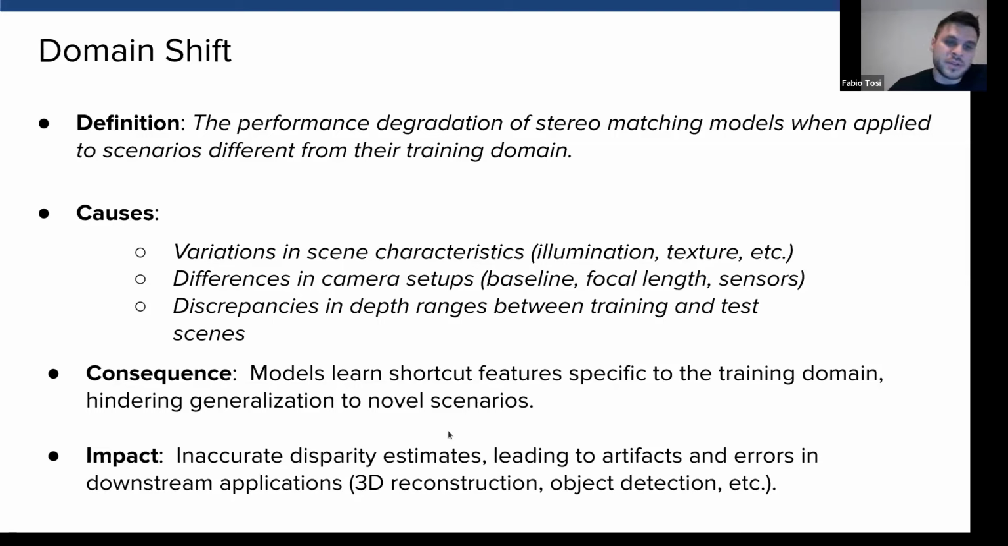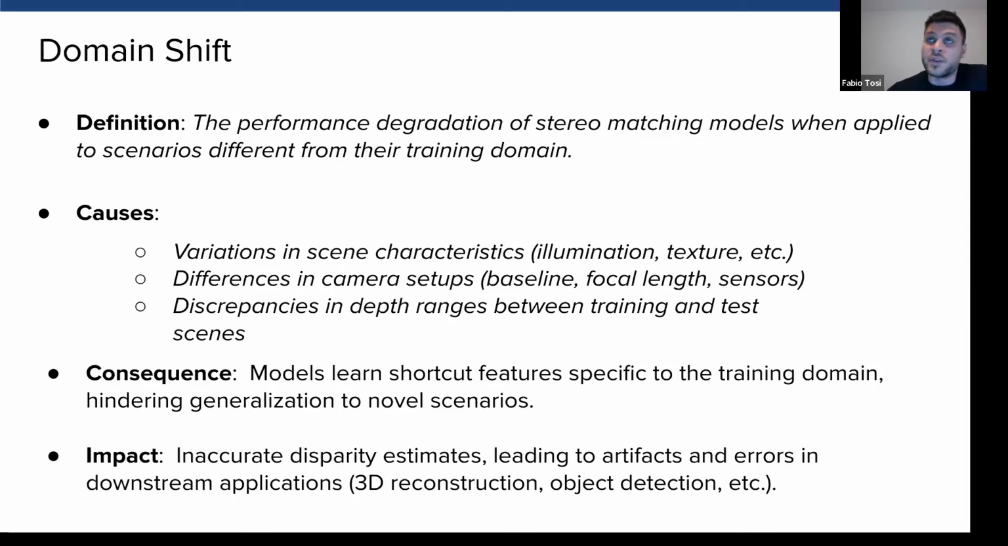And other differences, of course, beyond the variations in scene characteristics, are the differences in terms of stereo images. Stereo images are typically acquired using different camera setups. Different camera setups are characterized by different baselines, focal length, sensors, noise characteristics, and so on. And of course, other causes are related to the discrepancies in depth ranges between the training and testing scene.